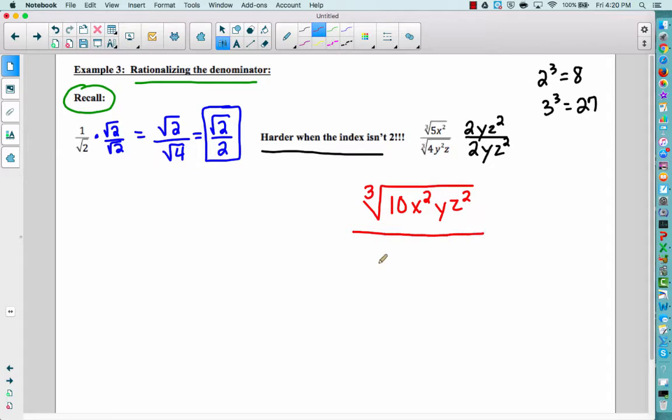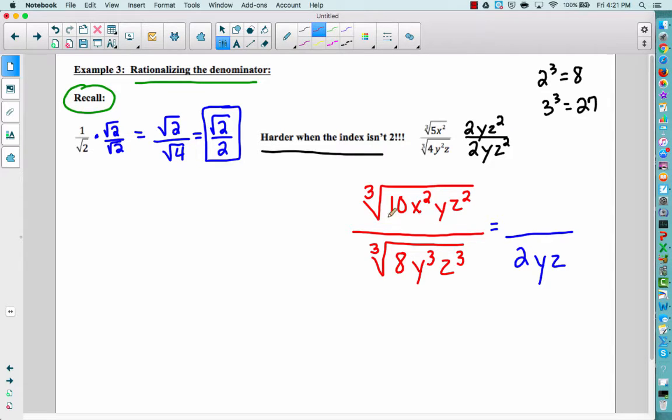And in the bottom, it's going to give me the cubed root of 8y cubed z cubed. All right, so now I can simplify the bottom. The cubed root of 8 is 2, the cubed root of y cubed is y, and the cubed root of z cubed is z. There should be no radical in the denominator of that fraction.